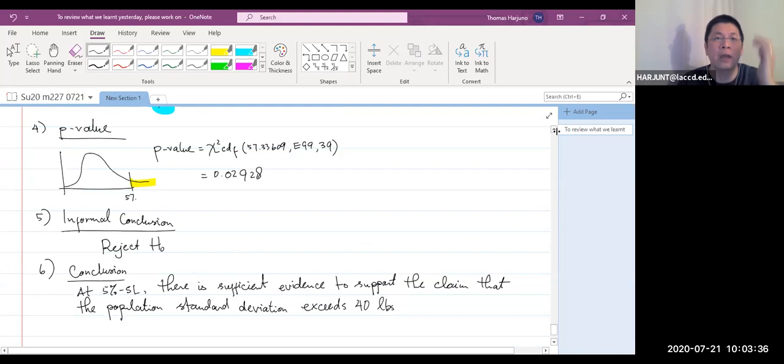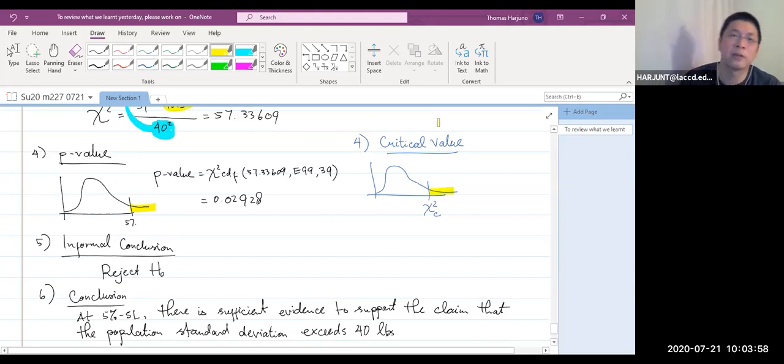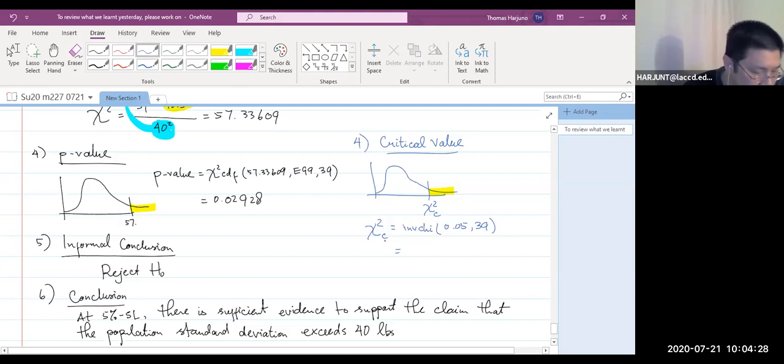That's for the last step, and step 4 for critical value. We want to find the cutoff score, chi-squared critical, such that the area to the right is 5%. Then chi-squared critical will be inverse chi-squared, the area to the right 0.05, degree of freedom 39. Okay, what will that be? Let's see. 54 something.